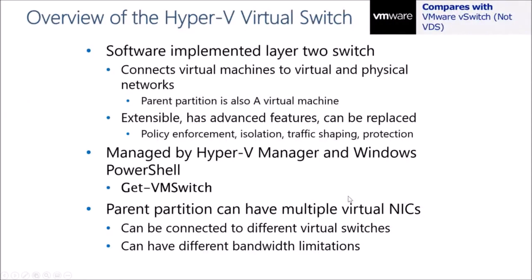Hyper-V virtual switches, you can see right at the top right, compare with VMware vSwitches, but not the VDS, which is the virtual distributed switch. It's comparable to the standard virtual switches, whereas the VMware distributed switch is something a little bit different. You could almost think of the virtual switch and treat it like a physical switch. They just don't exist in the physical world, but they act and behave pretty much like a physical switch. So it's a software-implemented layer 2 switch. It's a dumb switch, if you like to think of it.